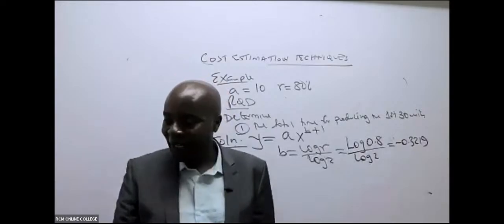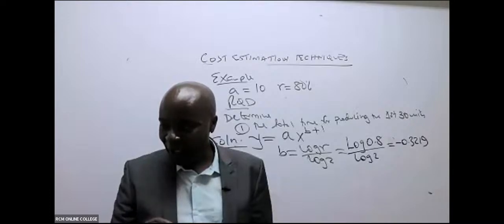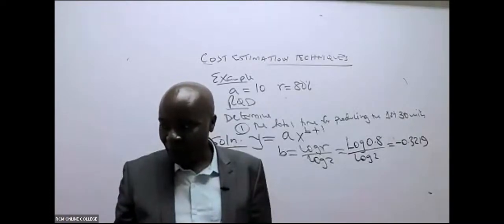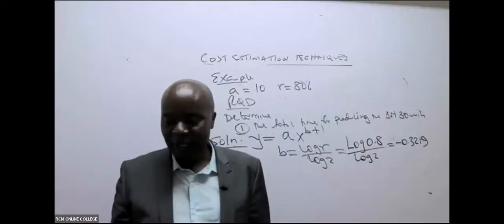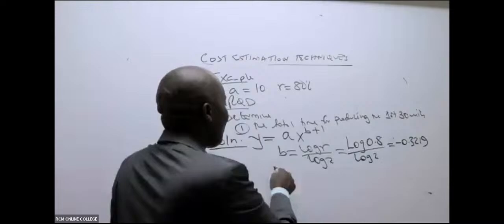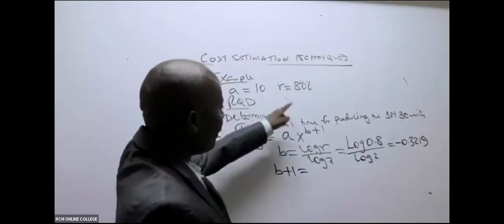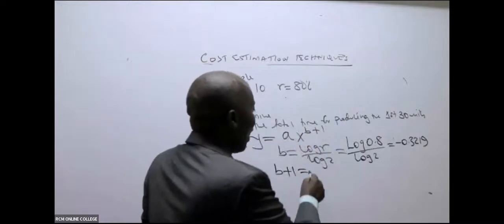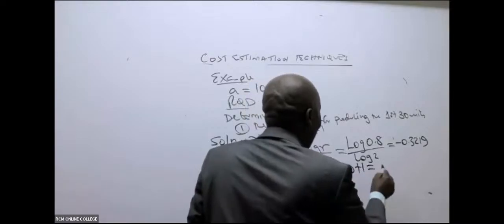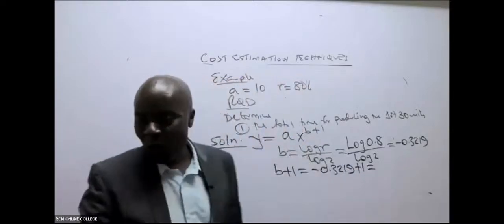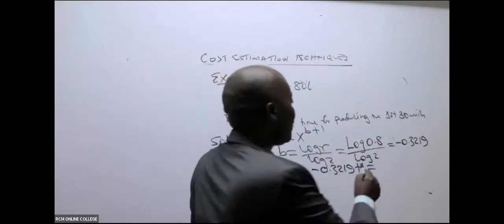Everybody should be able to get this log R over log 2. I've gotten very many responses. Great. So then go ahead and give us b plus 1. So b plus 1 is minus 0.3219 plus 1, which, according to Juliana, gives us 0.6781.